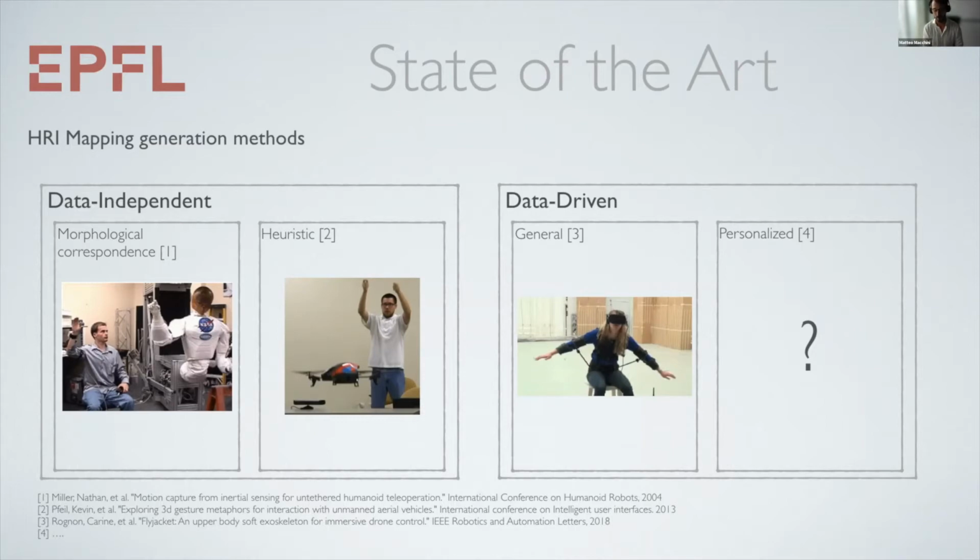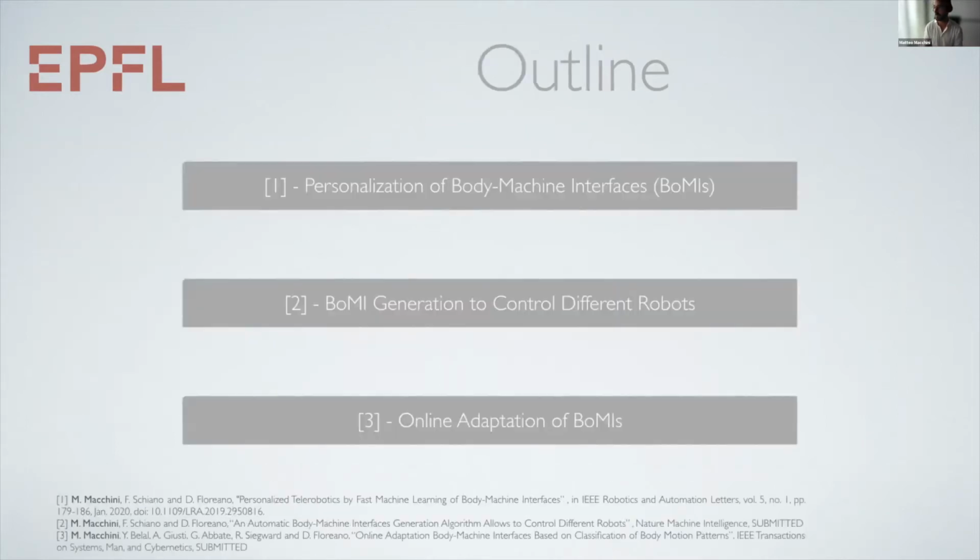What I did in the last years during my PhD is to design machine learning algorithms to match human motion and let people use robots in a personalized way, based on their spontaneous interaction strategies. My presentation today is focused on three main points, which are going to be part of my private defense next week.